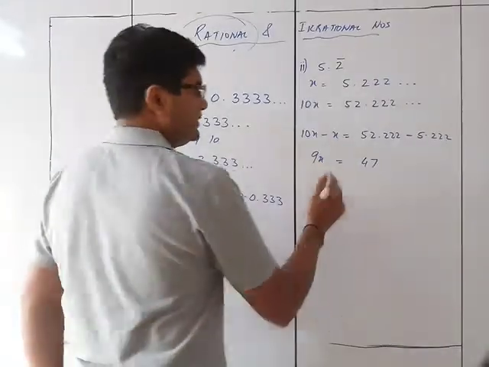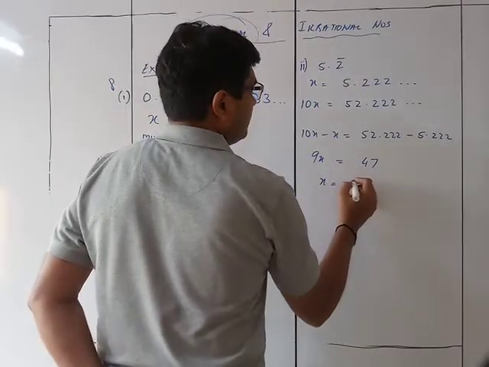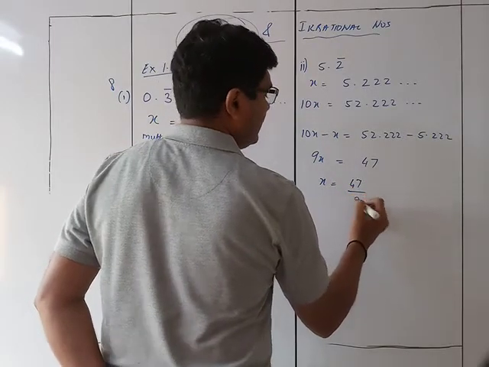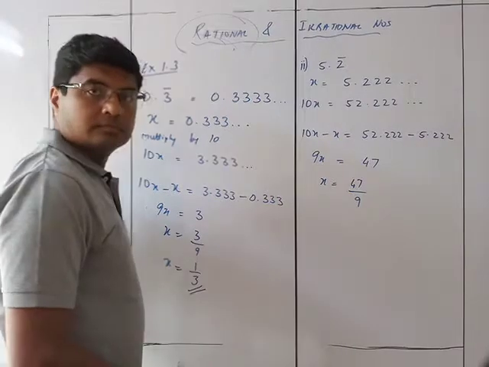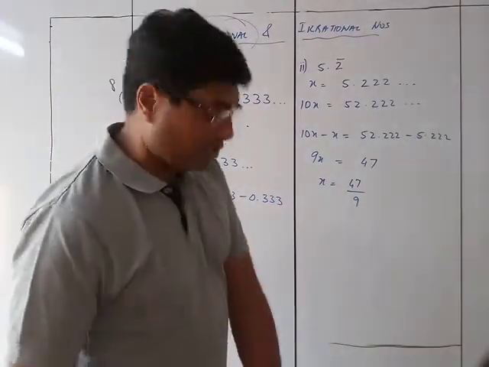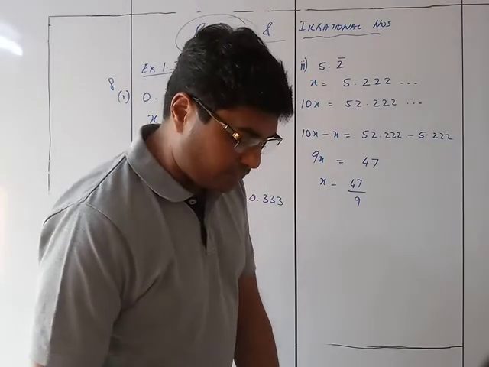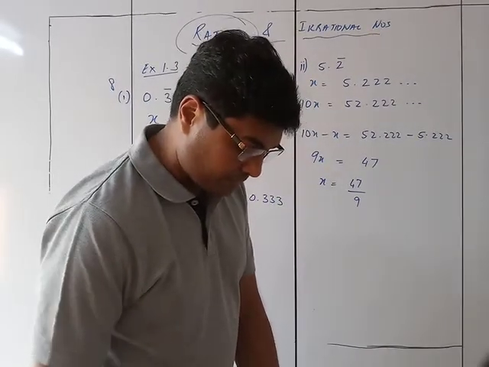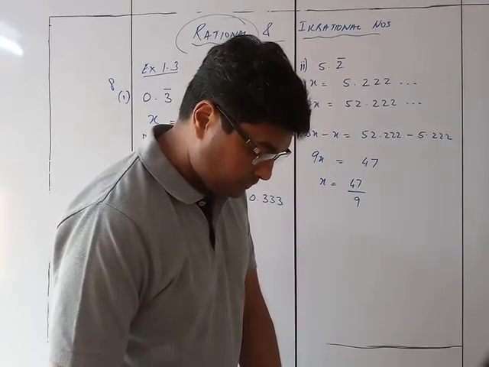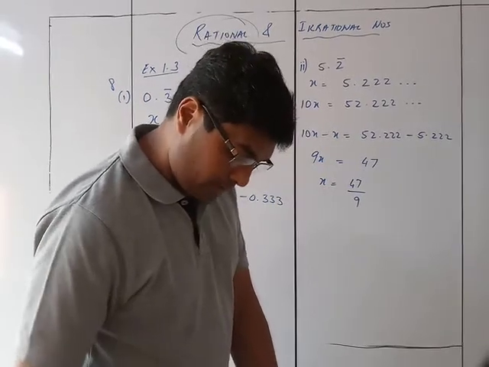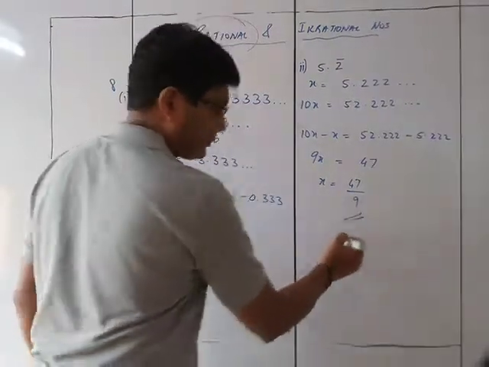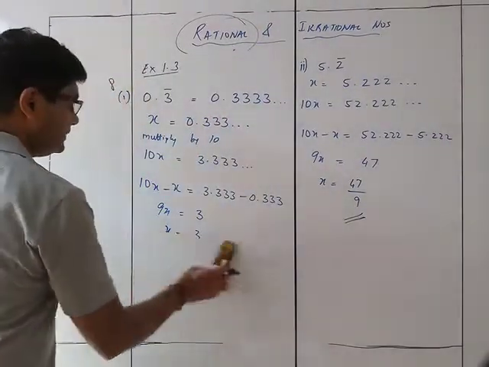Got it? So this becomes x is equal to 47 upon 9. Did you understand this thing? So that's the answer for the second question. That is 47 upon 9. Now we come to the third question.